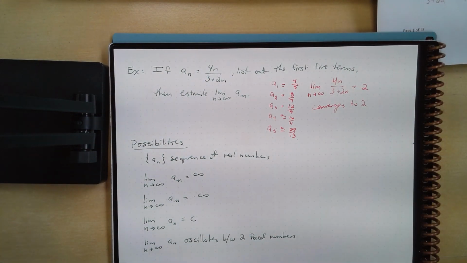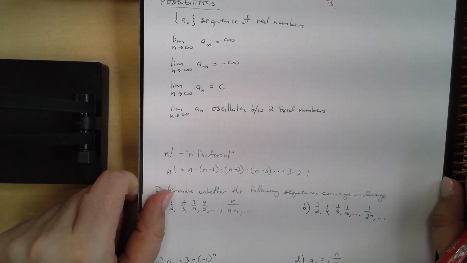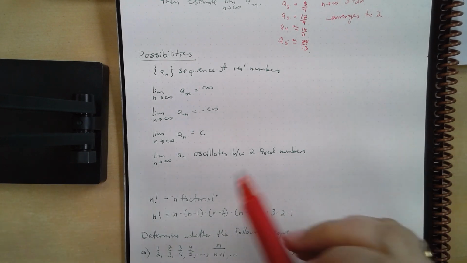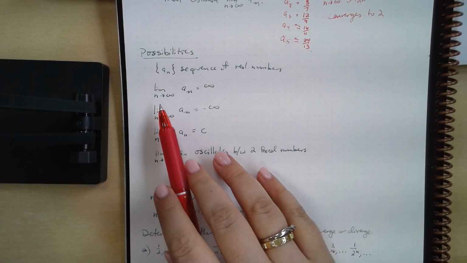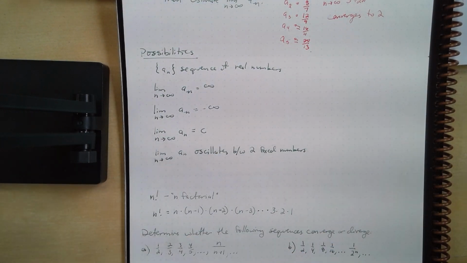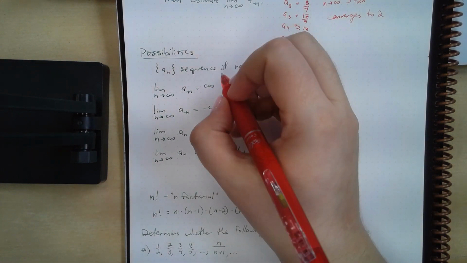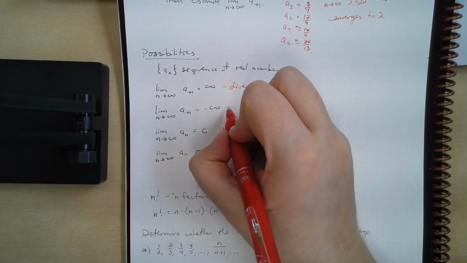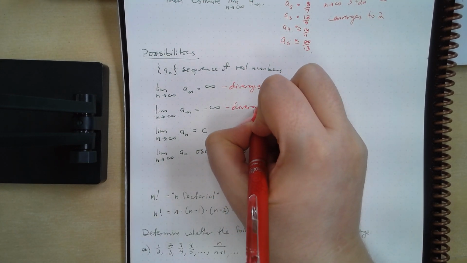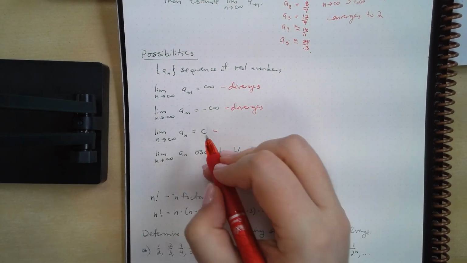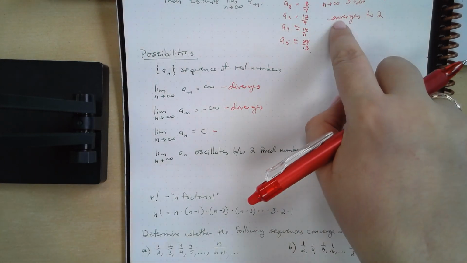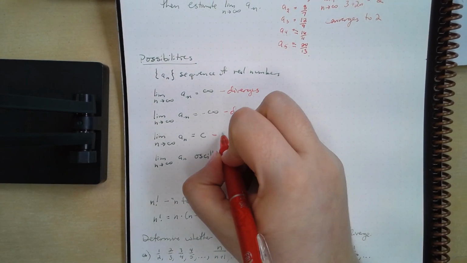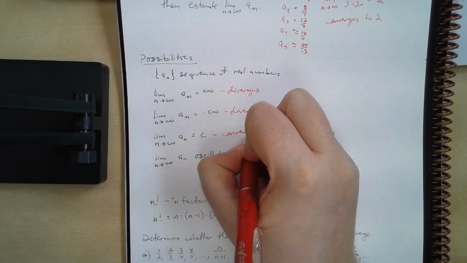Okay? So there are a number of possibilities that can happen when we have a sequence. Let's say a sub n is our sequence. As we add an infinite number of terms, it can go to infinity, which means it diverges. It could go to negative infinity, which means it diverges. It could go to some c, a constant. That's when it converges, like what we just had. So it converges to some constant c.